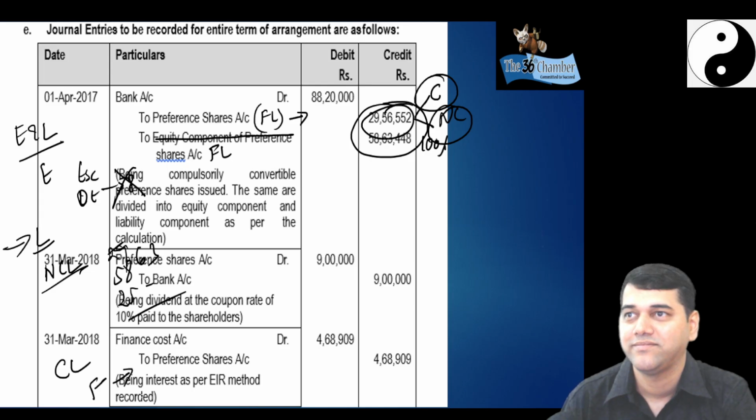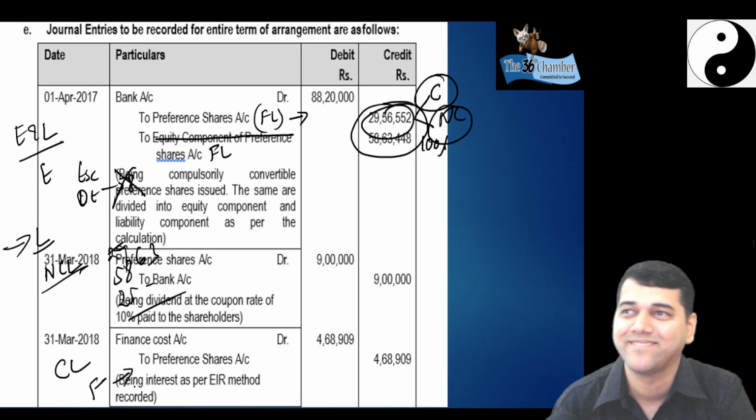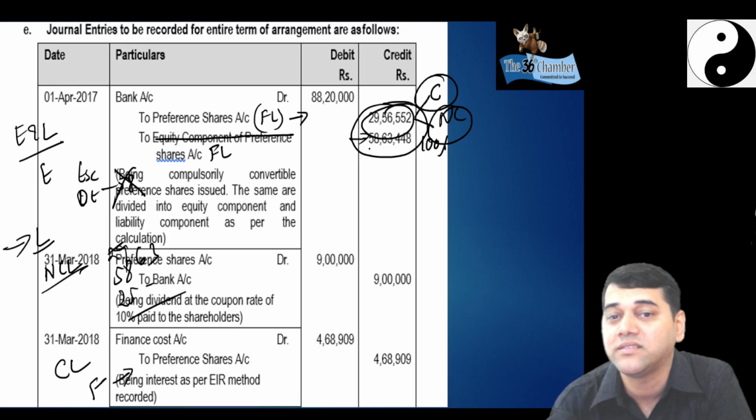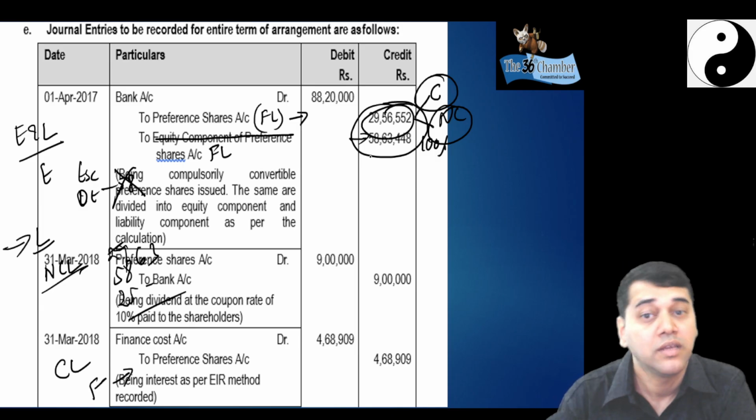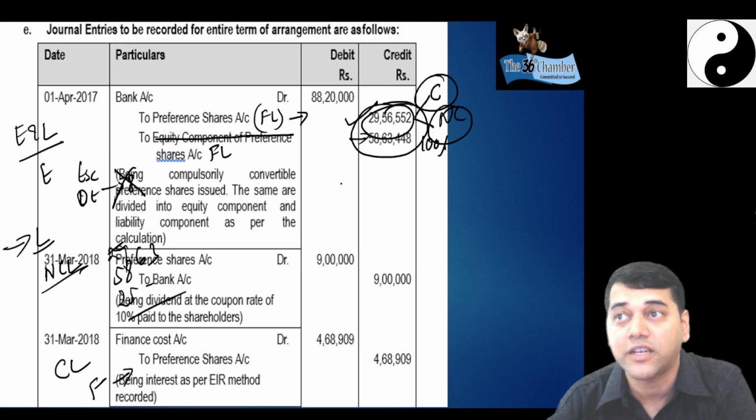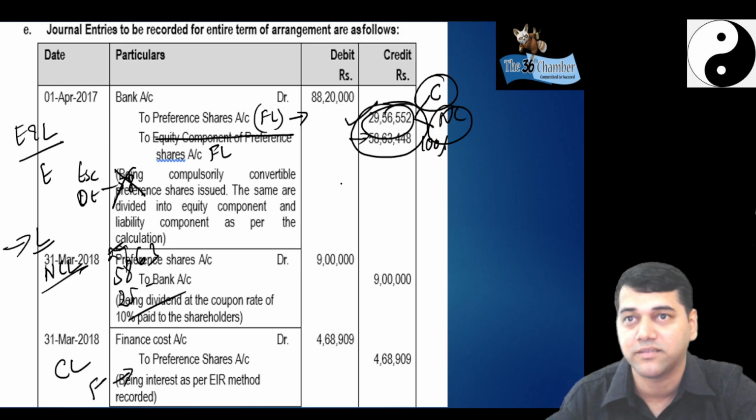Perfect. Got clear? Convinced? Because you cannot amortize this. Why? Because what contractual cash flows will you amortize? But this is the subject matter of amortization. That's why you break into non-current and current.